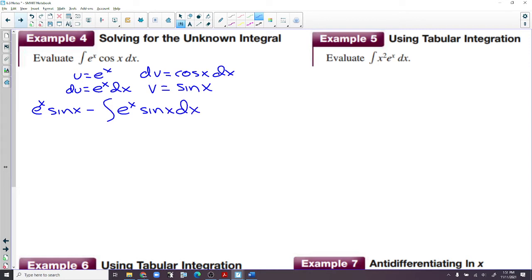And it really doesn't look like we made much progress. Matter of fact, all we accomplished was changing cosine to sine. That's okay, because if we do this one more time, we're going to change sine back to cosine, and that's what we want. So let's do this. U is equal to e to the x. Du is e to the x dx. dv is sine of x dx. And v is negative cosine. That'd be the antiderivative.